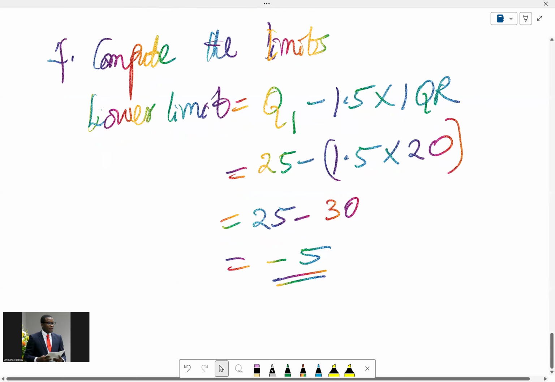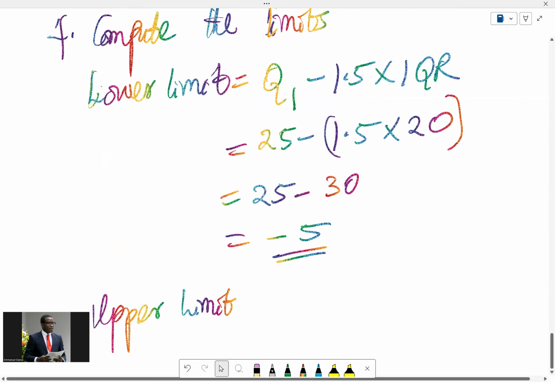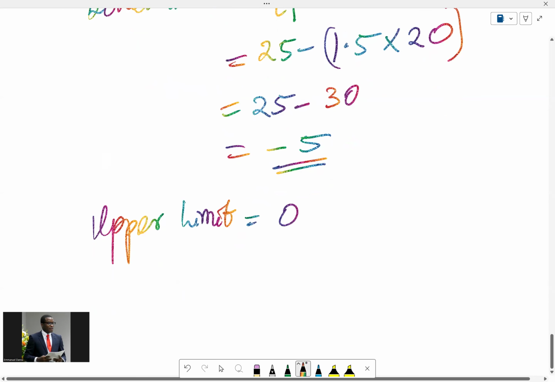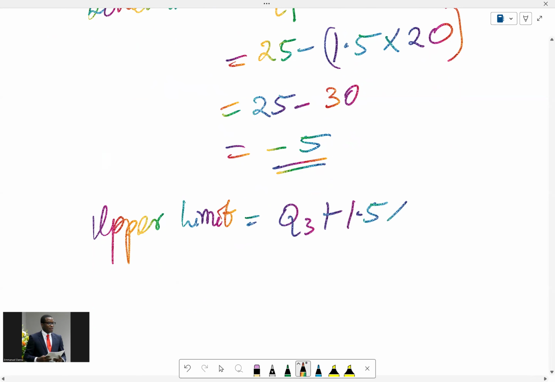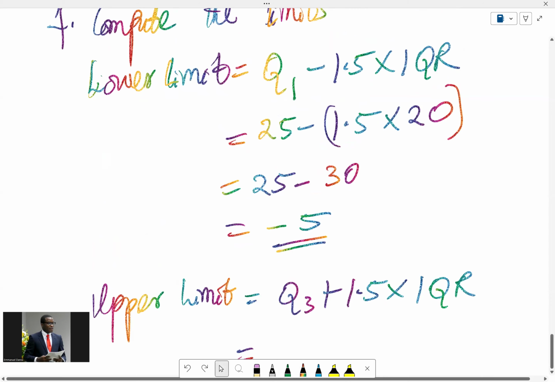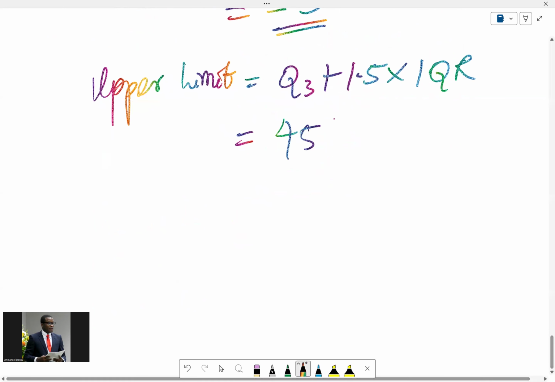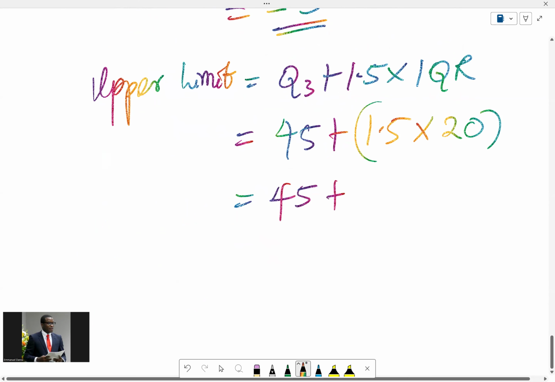So that is -5 for the lower limit. So let's talk about the upper limit. The upper limit is Q3 plus 1.5 times the IQR. So that means Q3 is 25 again. No, Q3 is 45. Q3 is 45 plus 1.5 times IQR, which is 20. So that is 45 plus 30, and that is 75.